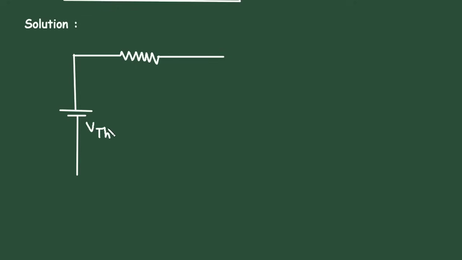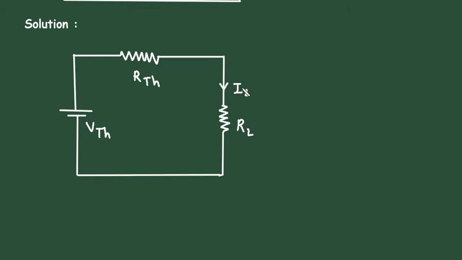Thevenin's theorem states that a linear two-terminal circuit can be replaced by an equivalent circuit consisting of a voltage source VTH in series with a resistor RTH, where this VTH is the open circuit voltage at the terminals and this RTH is the equivalent resistance at the terminals when all the independent sources are turned off, and this is the load resistor RL. This is load resistor RL and this is the load current IL. Now we can easily find the value of IL. IL is equal to VTH divided by RTH plus RL.